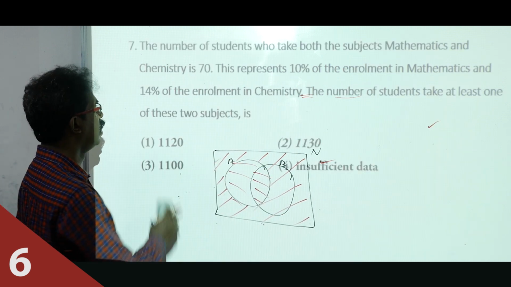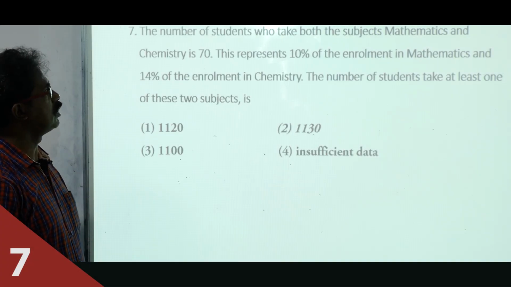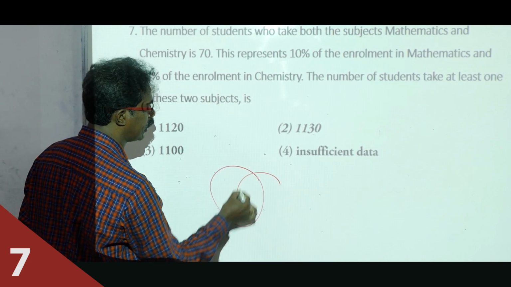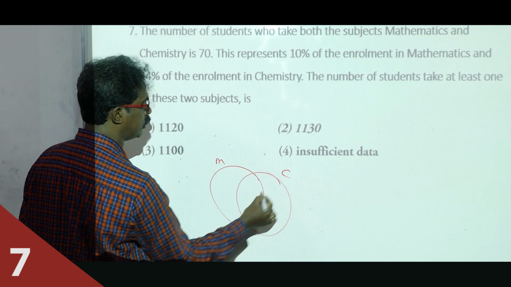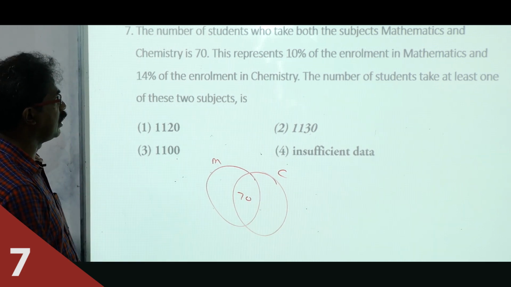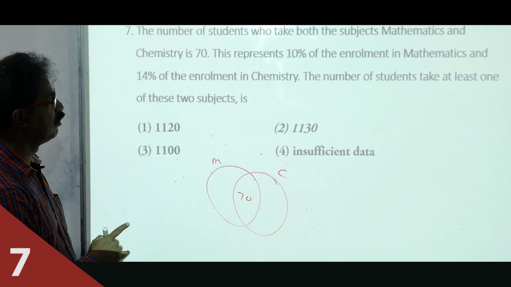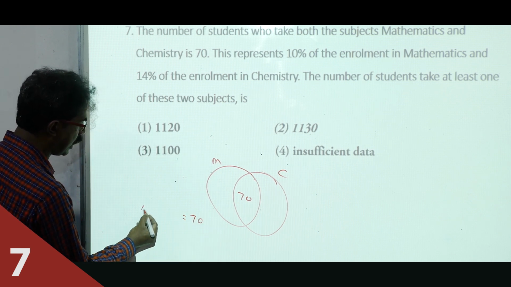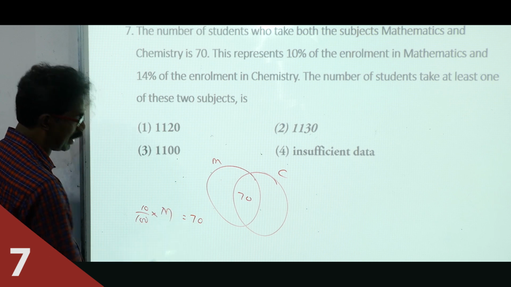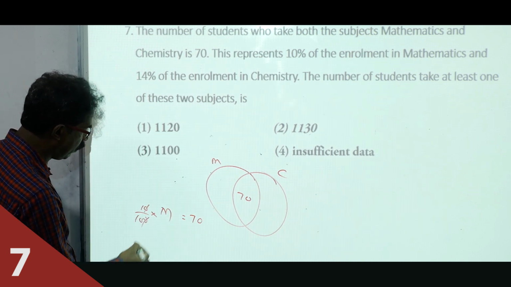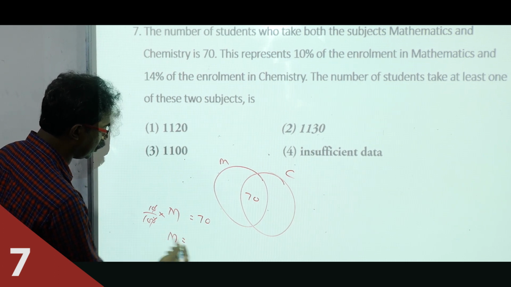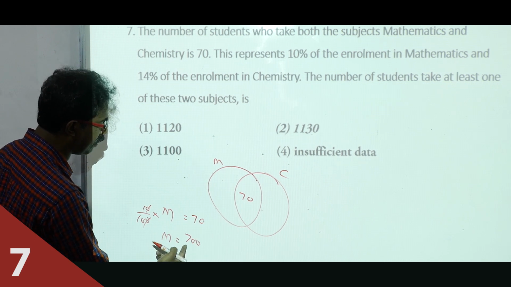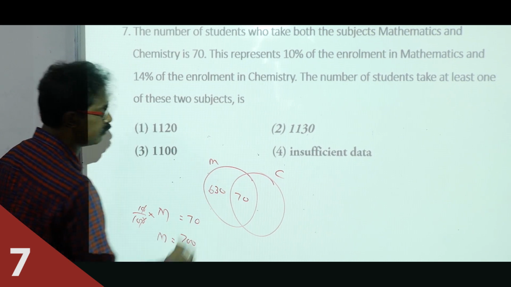Now let us go for the next question. The number of students who take both the subjects, mathematics and chemistry, is 70. And this 70 is 10% of those enrolled in mathematics. So if you simplify, for mathematics it is 70 into 10, 700. Already we have counted 70, so 700 minus 70 is 630 here.